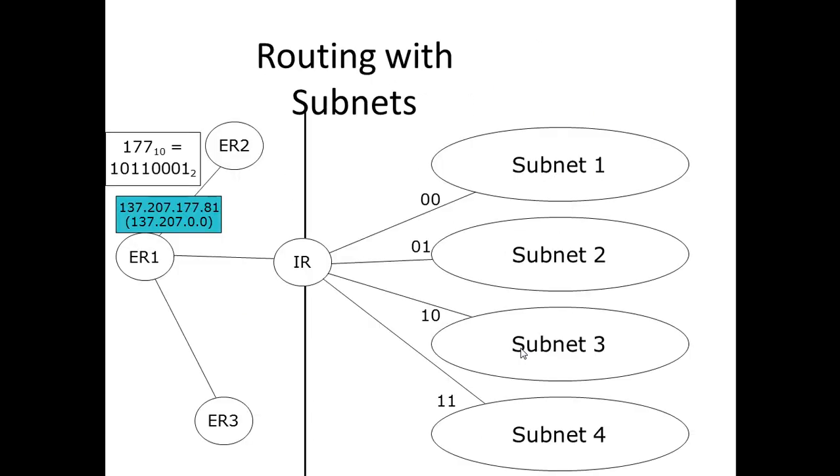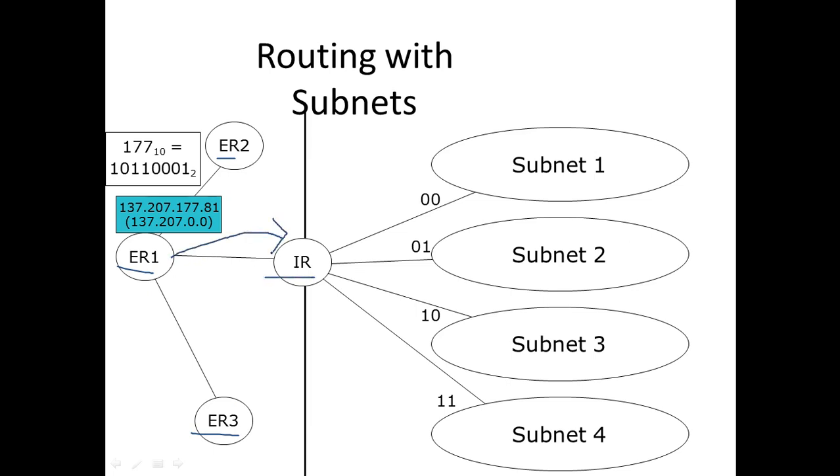Let's see a good example. This is the IP address mentioned over here, 137.207.177.10. And this is a subnet mask, let's say 137.207.0.0. This is the mask. This is the outside world, and if it's sending the packet to this internal router, you can see that these are external routers, and this is your internal router. So the packet will be coming over here.